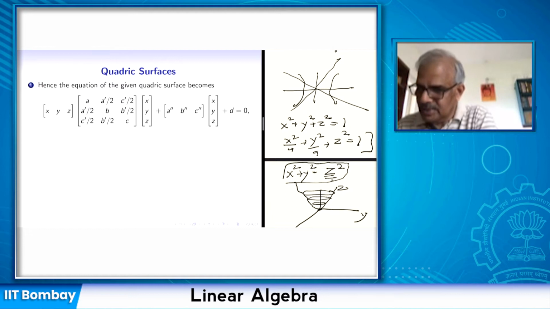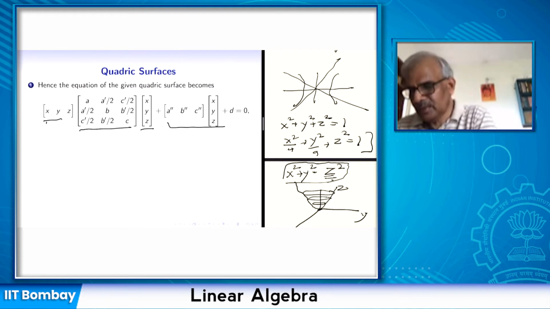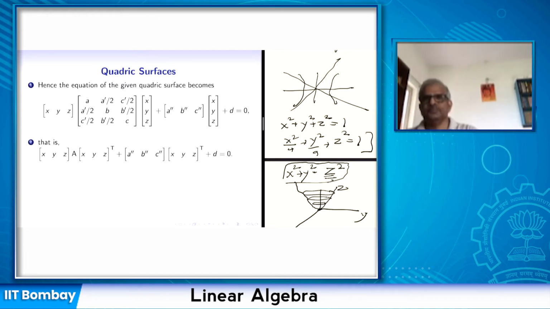That is the real symmetric matrix, and the original equation can be written as the row vector xyz times the real symmetric matrix times the column vector xyz, plus the linear part. The linear part I can write as a double prime x plus b double prime y plus c double prime z, and this is a constant term. We did the same thing for the quadratic equation in two variables. Now we are doing the same thing for three variables, writing it in matrix form.